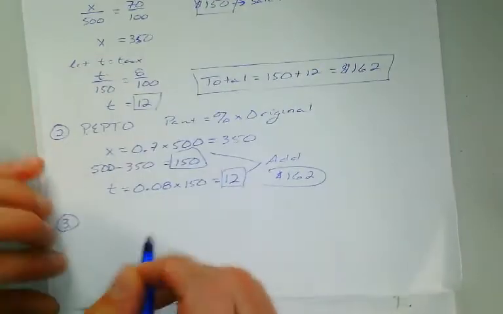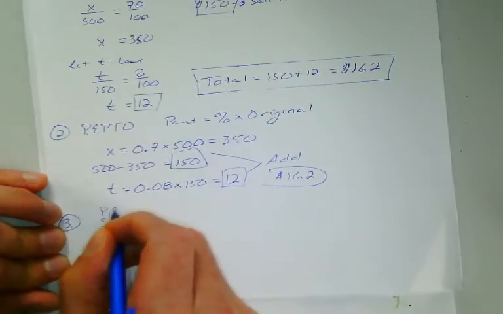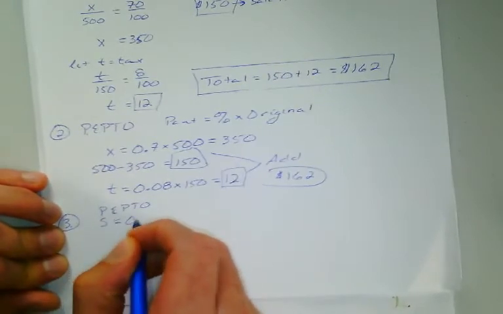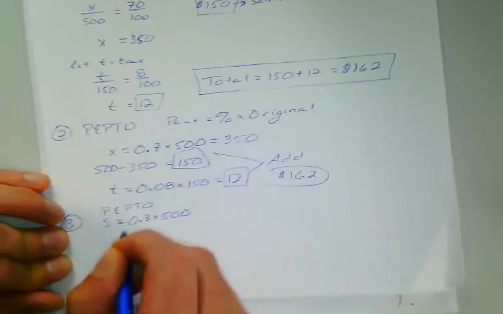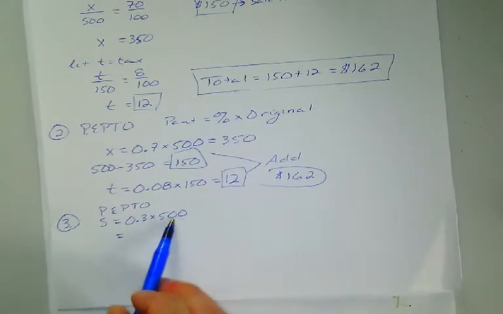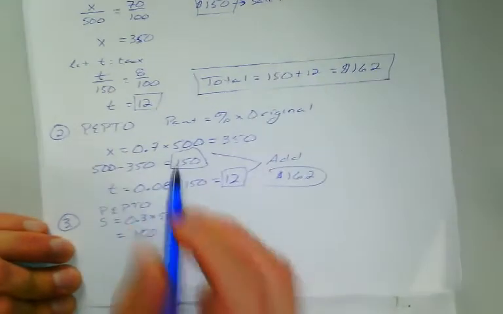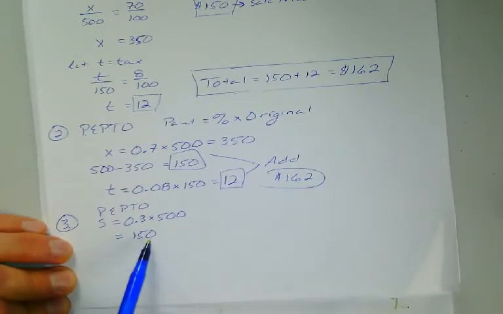So our sale price, I'll use S for sale price using the PEPTO strategy. Our sale price equals 30%, 0.3, times the 500. I know that's 150, because 10% of 500 is 50. So that gives me $150 for my sale price, same as what we've been getting. Now I want to find 8% of 150 and add it back on.